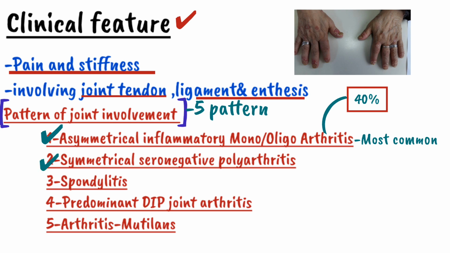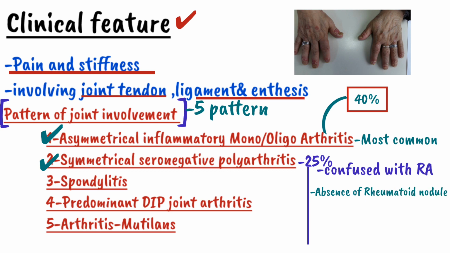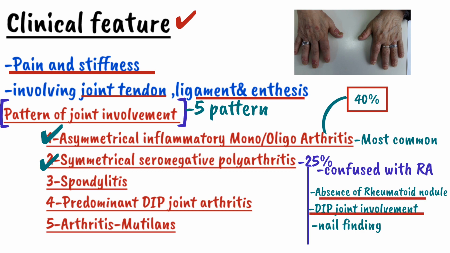The second one is symmetrical seronegative polyarthritis. This type occurs in about 25% of patients, and it is most often confused with rheumatoid arthritis. It is differentiated from rheumatoid arthritis by the absence of rheumatoid nodules, and it involves the DIP joint, which is spared in rheumatoid arthritis. Apart from that, in psoriatic arthritis there will be nail changes, which are usually absent in rheumatoid arthritis. So these 3 factors, absence of rheumatoid nodules, involvement of the DIP joint and nail changes, differentiate this type from rheumatoid arthritis.